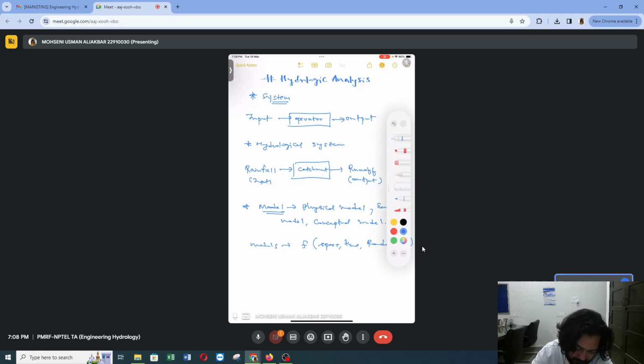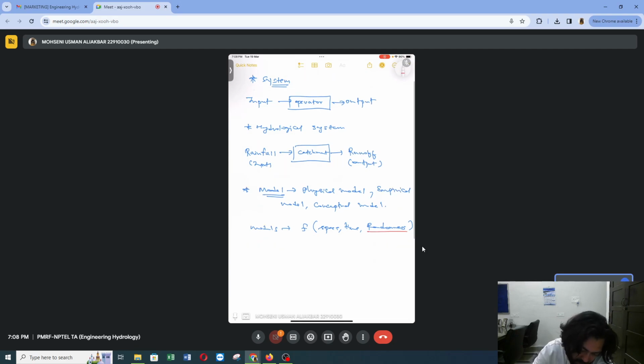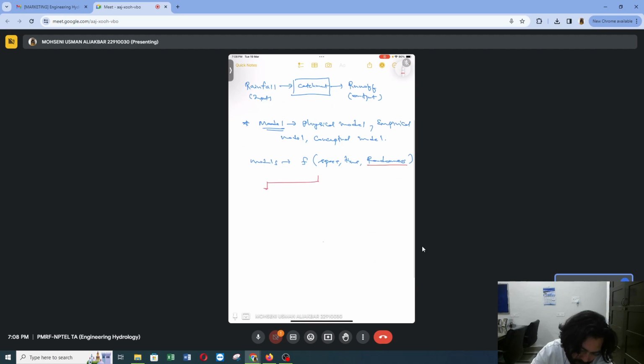So let us take the first parameter, randomness. If any model is a function of randomness, then we can categorize those models as either deterministic models or stochastic models. So based on the function of randomness, we can categorize the models as deterministic or stochastic. Now let us see what deterministic and stochastic mean.